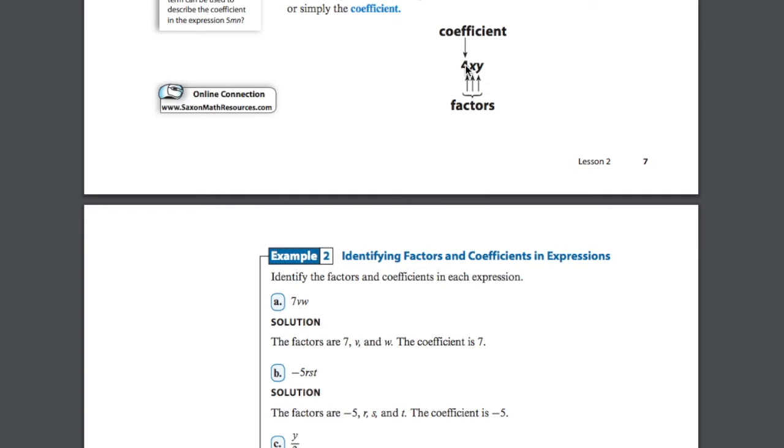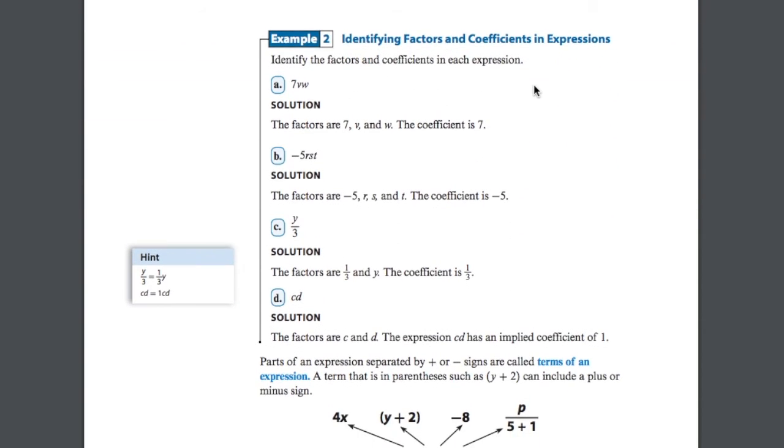Coefficient is going to be that number that heads out a sequence of numbers, so it's the leading coefficient right here as an example. Factors, anything that's going to be multiplied together, so because all these are next to each other, they're considered factors. In example 2, you identified factors and coefficients and practiced labeling each of those given an example, a sequence of numbers.